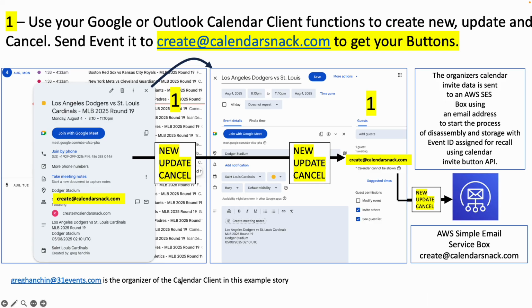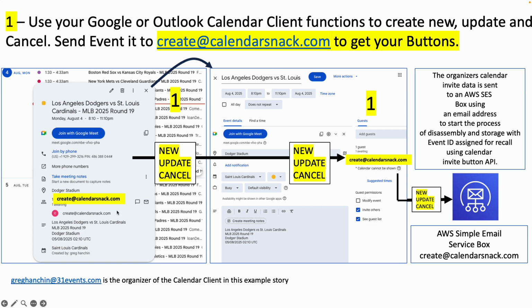Let's get into it. Step 1, you're going to use your Google or Outlook calendar client. The functions in your client itself will talk to this box. This box is create@calendarsnack.com. This is an arbitrary box we set up in the secured AWS account of ours. This essentially processes information into the AWS calendar server that we built. And this calendar invite server will store your event ID along with your organizer address, and then use that in the dashboard itself to build the RSVP buttons to insert into MailChimp and or any other email marketing platform like SendGrid and or Klaviyo. Real simple.